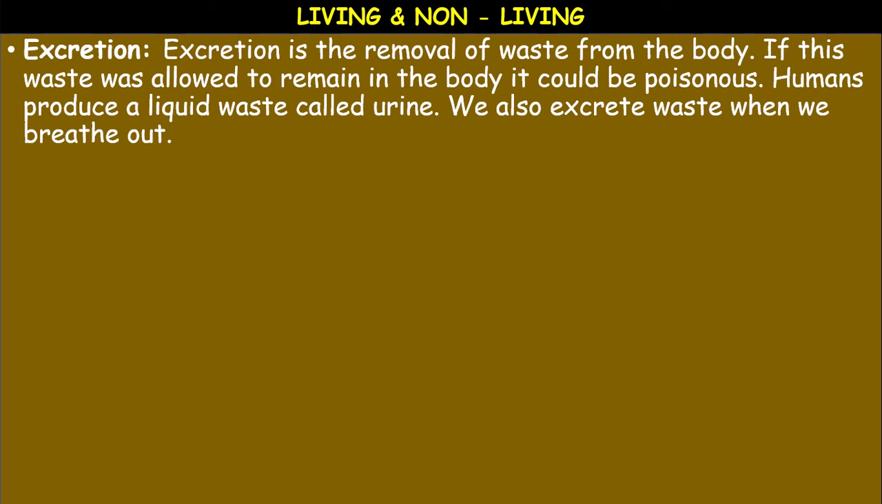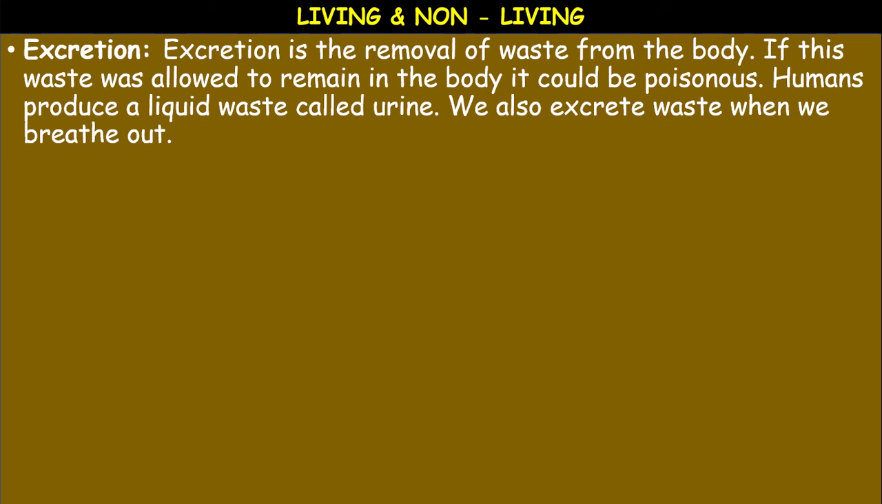The fourth important characteristic feature of living organisms is excretion. Excretion means the removal of waste from the body. If this waste were allowed to remain in the body, it could be poisonous. Humans produce a liquid waste called urine. What are our excretory organs?